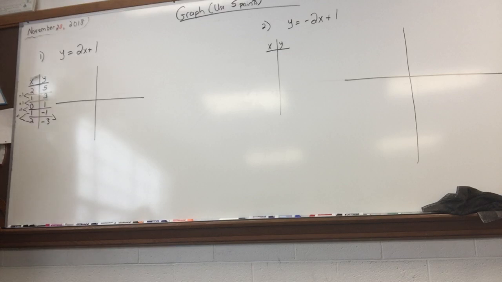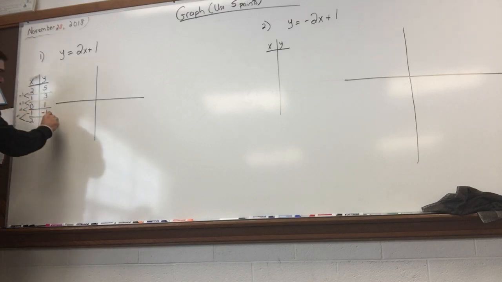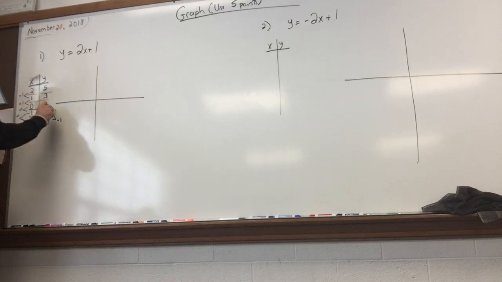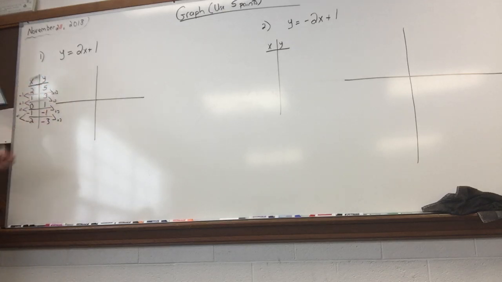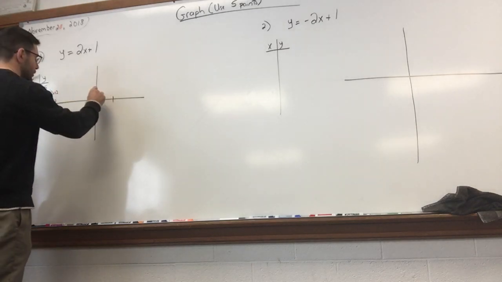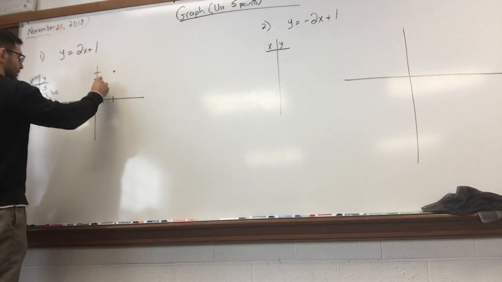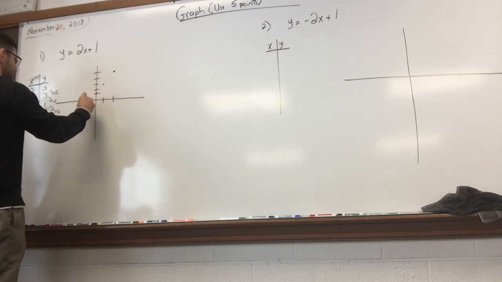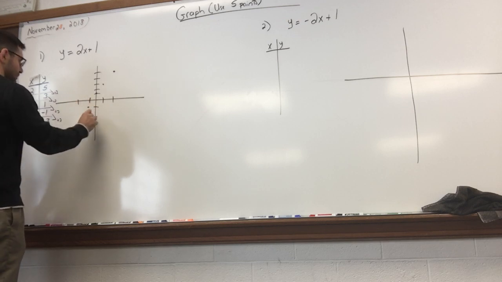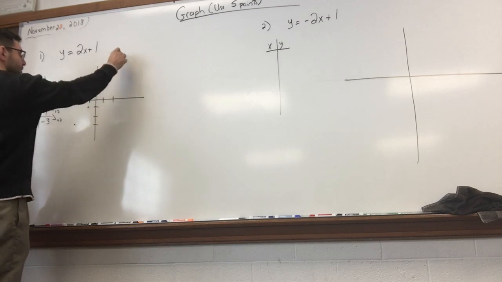Again, we start with our smallest number. How did I go from negative 3 to negative 1? Add 2. How about from negative 1 to positive 1? Add 2. So these stayed constant. Does everybody agree? Okay, let's graph. 2 up 5. 1 up 3. 0 up 1. Negative 1, negative 1. Negative 2, negative 3.